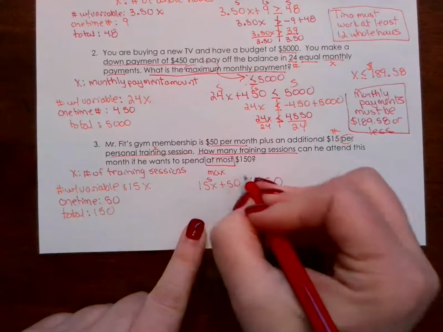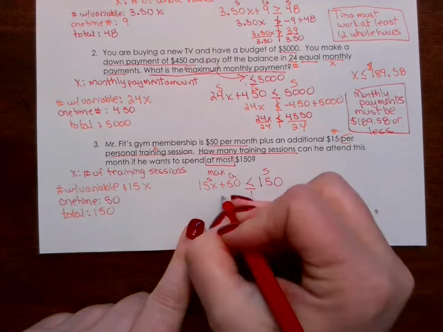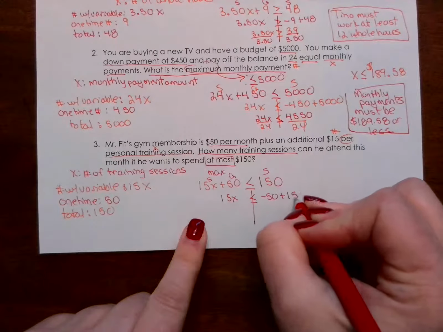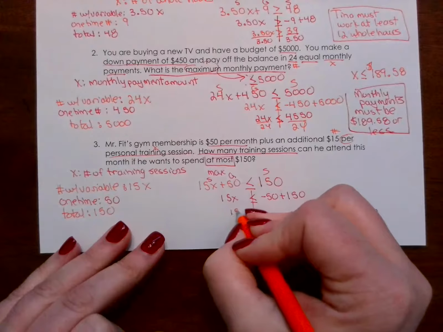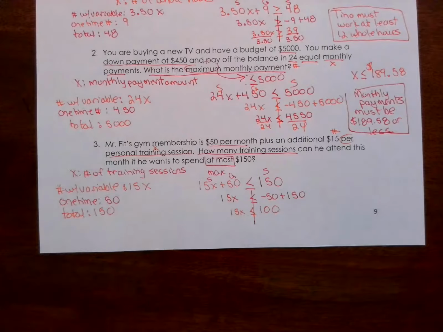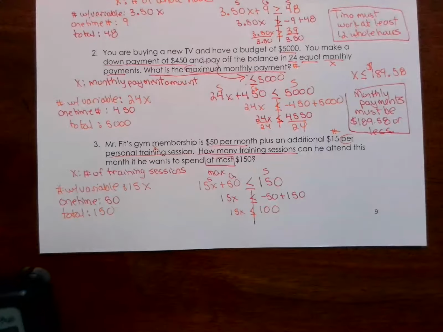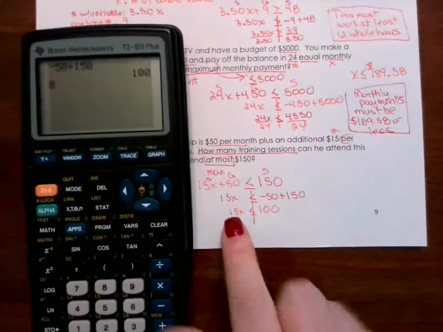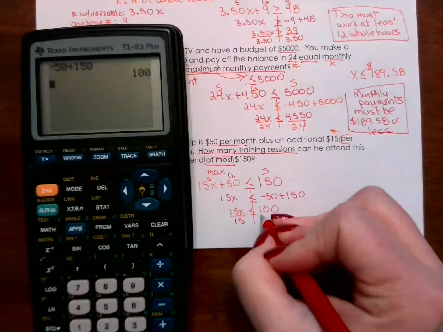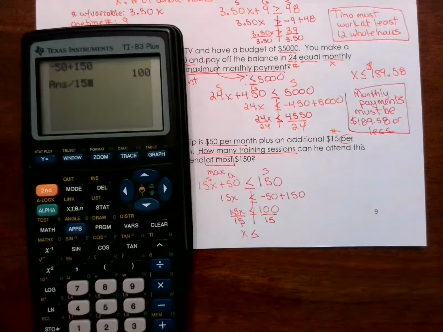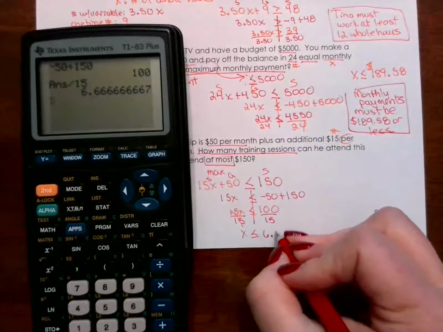So I'm going to stay. I have 15x must be less than or equal to negative 50 plus 150. Actually know off the top of my head what negative 50 plus 150 is. It's 100. But you can put that in the calculator if you're unsure. Negative 50 plus 150. Now, 15 is a positive number. I don't have to worry about flipping. I'm going to divide both sides by 15. And x is going to be less than or equal to about 6.7, right?